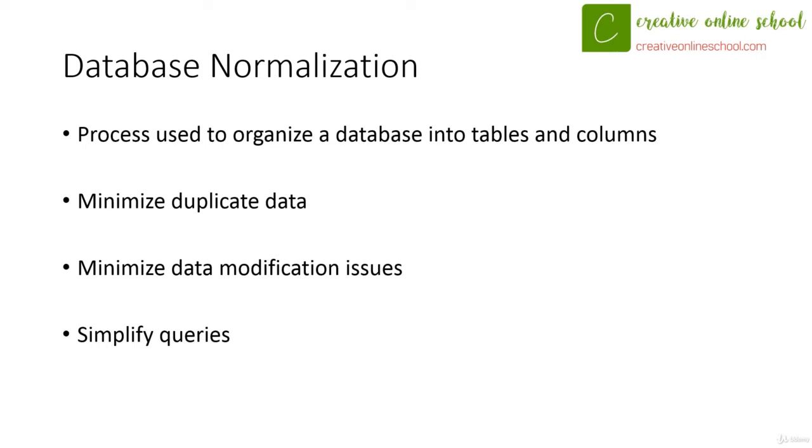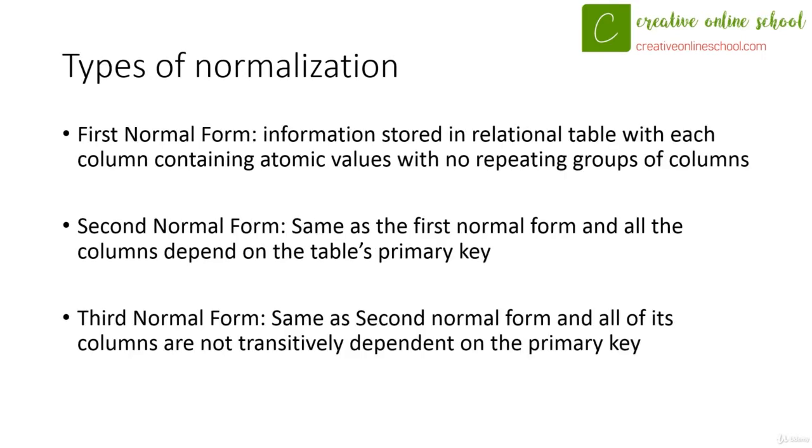It also helps us simplify our queries. So when we're searching for information, it is much easier to search for information and find it. So the reason that we use these rules is because not everyone will follow the same practices. So there are three types of normalization.